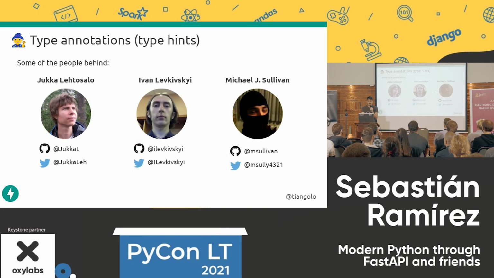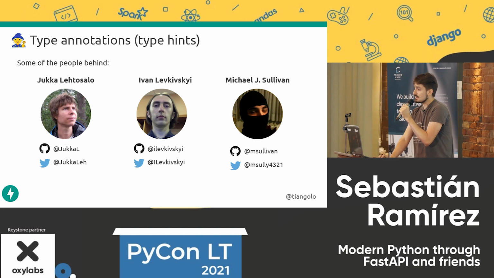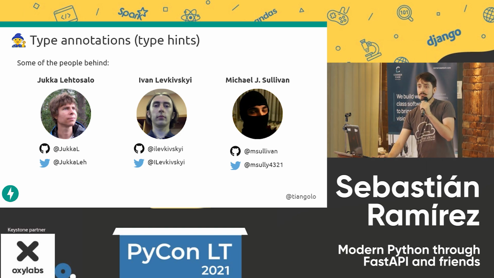Now, some of the people behind these type annotations, these guys are the maintainers of MyPy, which is the tool that is used to check for these type annotations. And actually, this guy is the one that started it all. And MyPy is the thing that these type annotations are based on. So thanks to the work of just a bunch of people, we have a bunch of benefits now in Python.